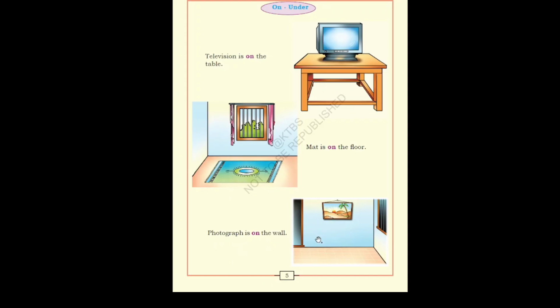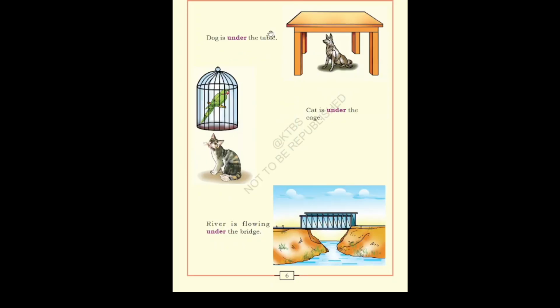Can you give me some other examples in your daily life? So we keep the pen on the table. We keep the bottle on the table. Clothes are on the chair. These all are examples for on. Okay, next we have under. Here we have dog and table. So dog is under the table.